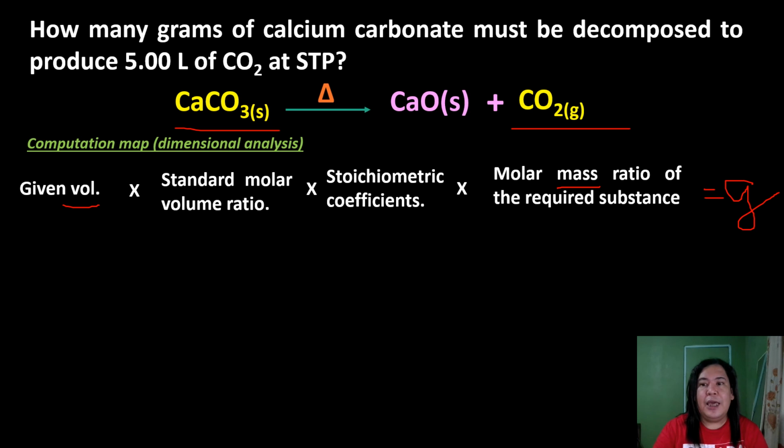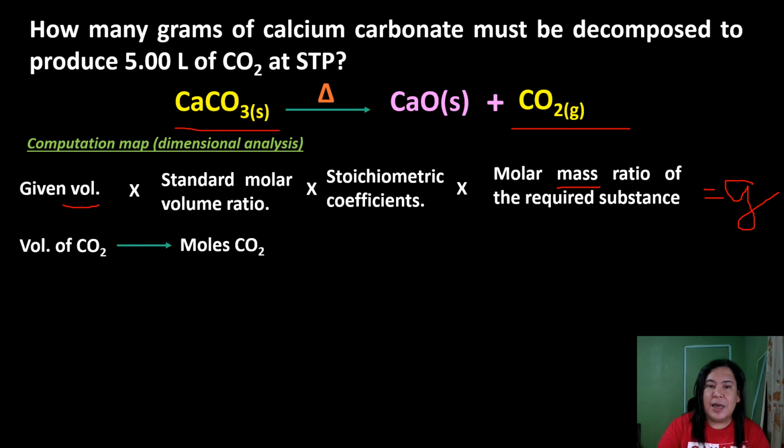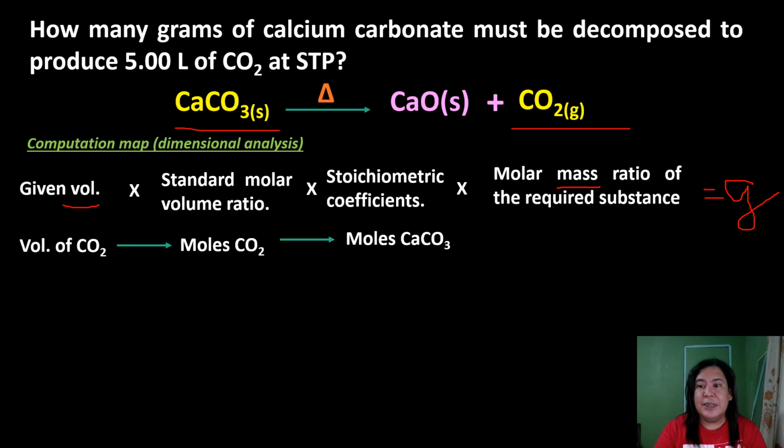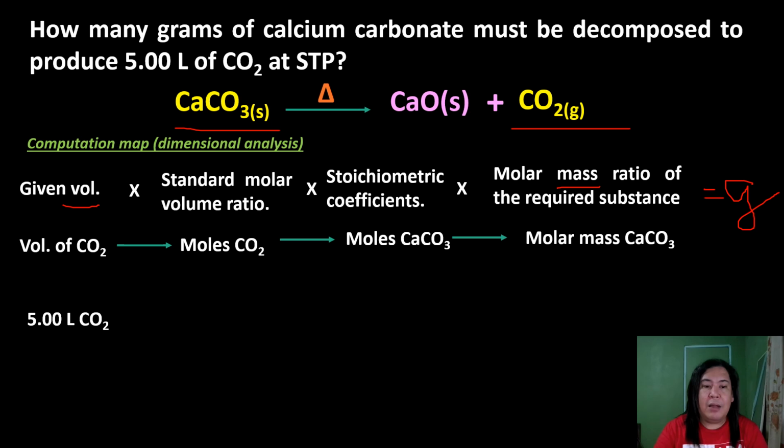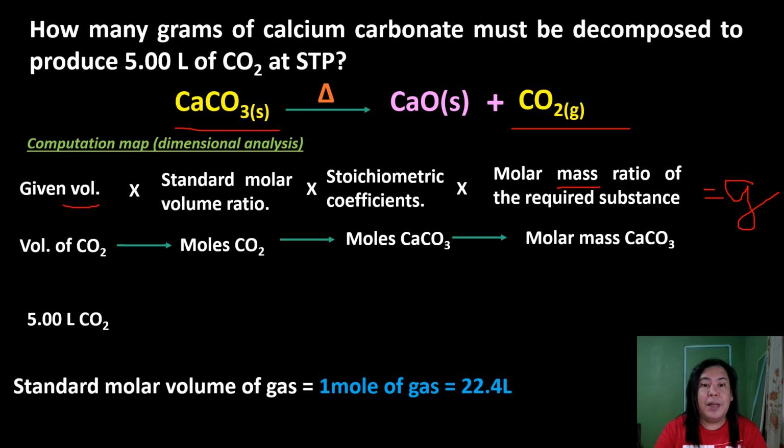Okay? So next, volume of carbon dioxide. In some books, ganito yung representation nila. So, the volume of carbon dioxide will give you the moles of carbon dioxide. Okay, so after computing for the standard molar volume, ang matitira dyan is the moles of carbon dioxide and then followed by the moles of calcium carbonate. So, after computing for the stoichiometric coefficients, it will lead you to the molar mass ratio and then the molar mass in grams.